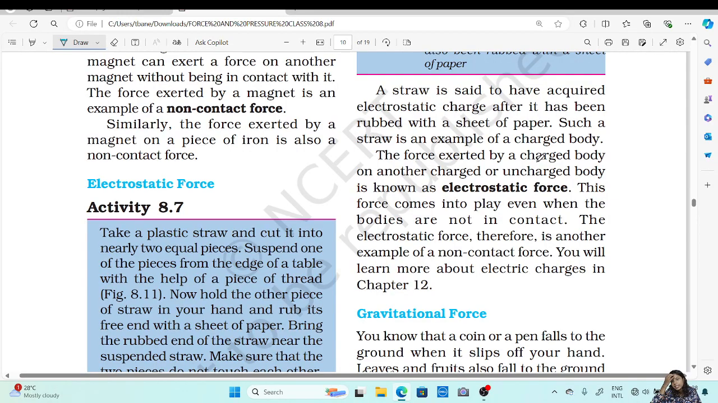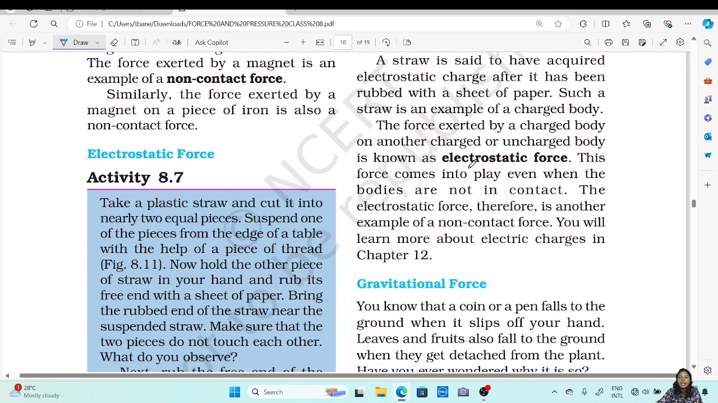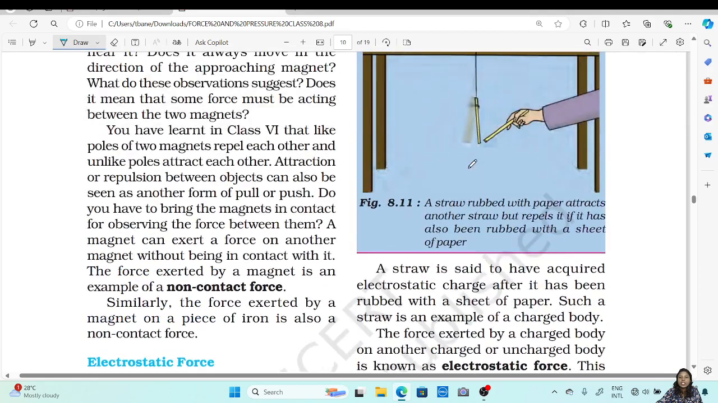Such a straw is an example of a charged body. So when you rub that straw with a piece of paper, there was some kind of charge that was generated and that made it a charged body. So due to that, there was some kind of movement that was occurring. The force exerted by a charged body on another charged or uncharged body is known as electrostatic force.